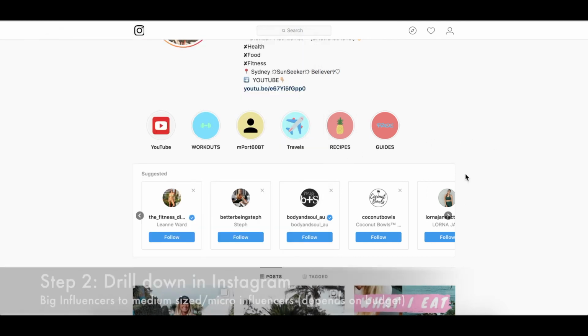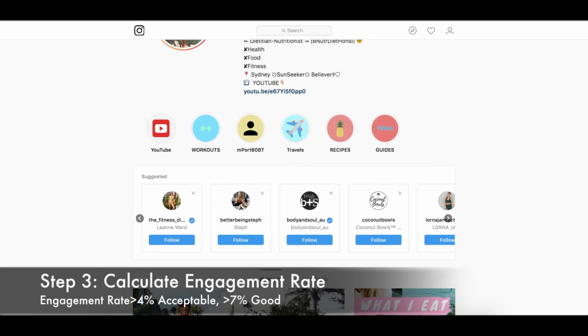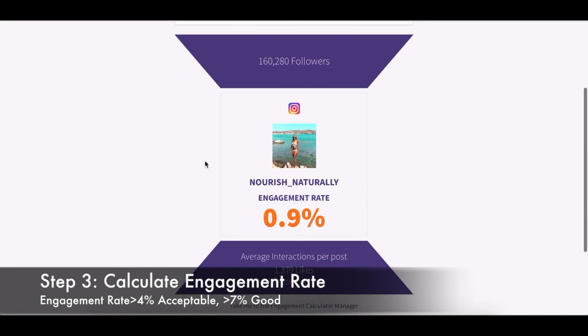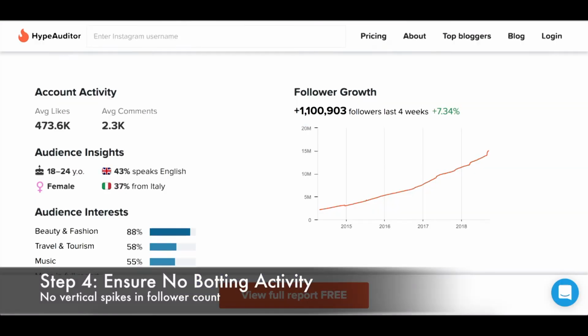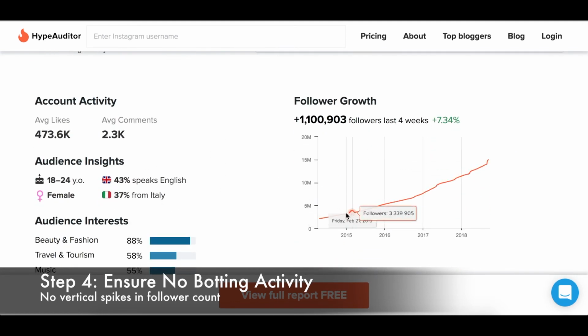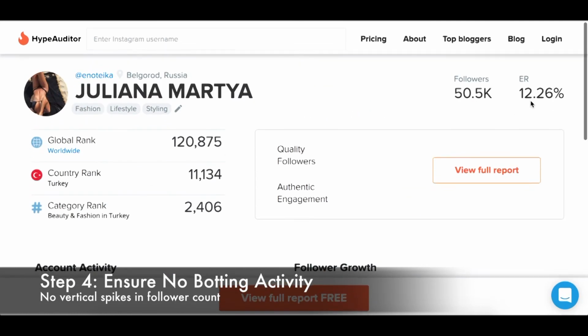After filtering these people out and getting the amount of followers that you want to target, you go into flanks.com and get your engagement calculator. Then you select people and see what their engagement rates are. Once the engagement rate is more than 4%, you are okay to work with them. Afterwards you go into Hype Auditor and, in the audit, verify their follower growth. If they are botting, such as this person, try to stay away from these people even though they may have good engagement rates.